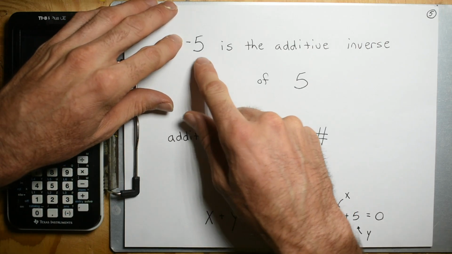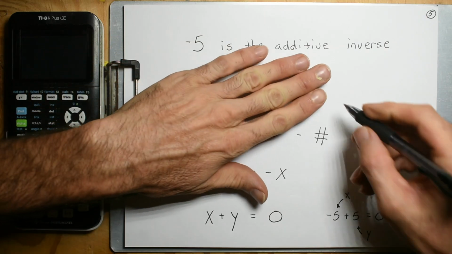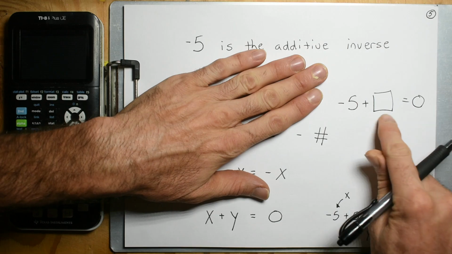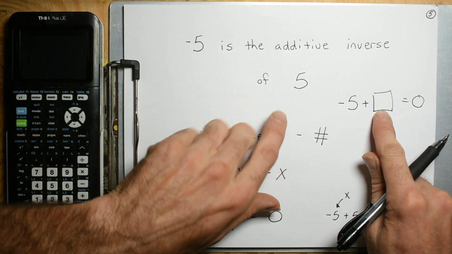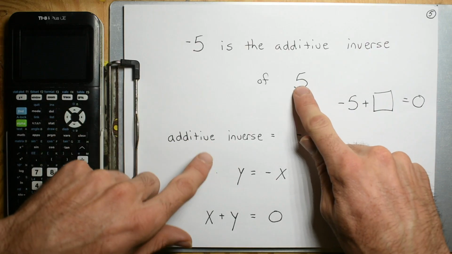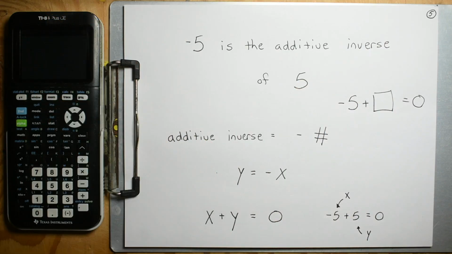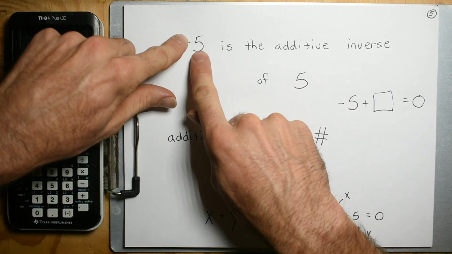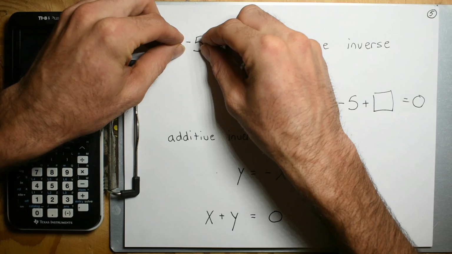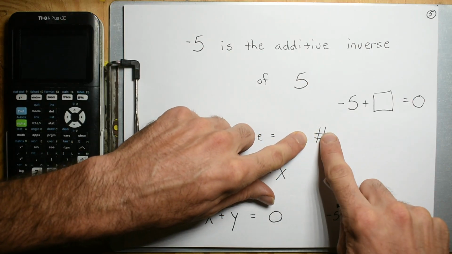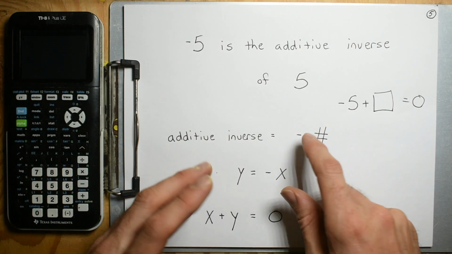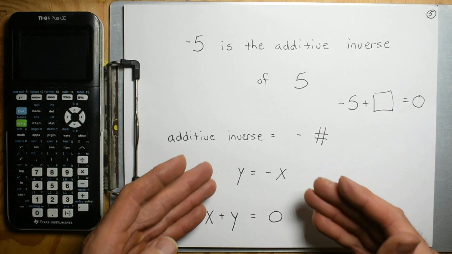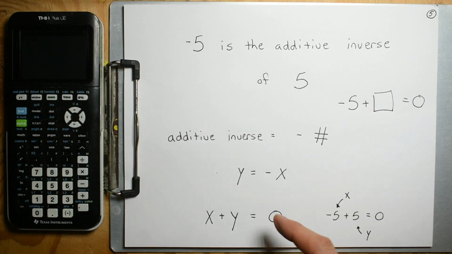Additive inverse says there's going to be a number. So we're going to have negative 5 plus a number equal to 0. So what's that number? Well, that number is going to be 5. So 5 is the additive inverse of negative 5. And the equation for this is the additive inverse is just this with a negative sign. So I'm going to input this value right here into this number, and then change its sign, or multiply by a negative 1. So here's the equation for additive inverse.